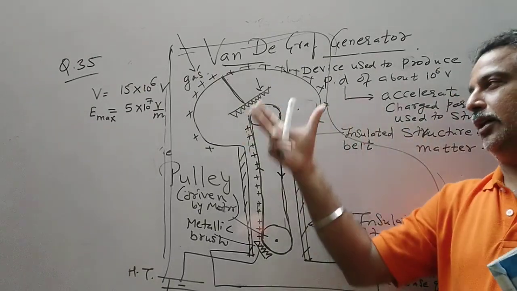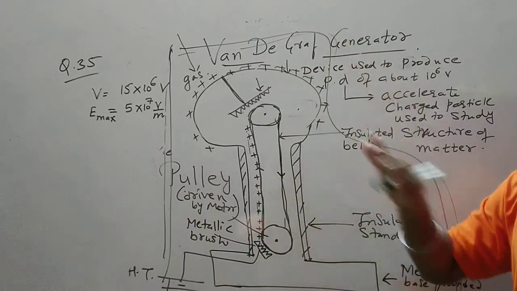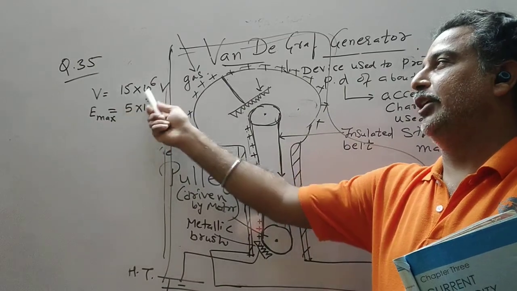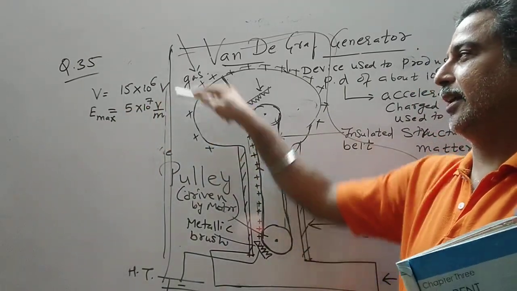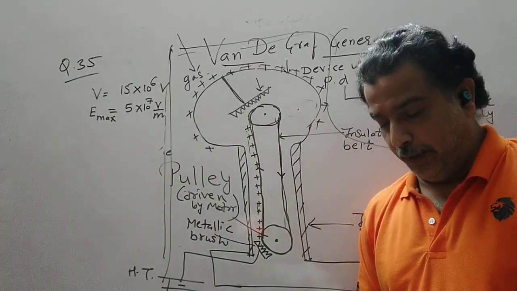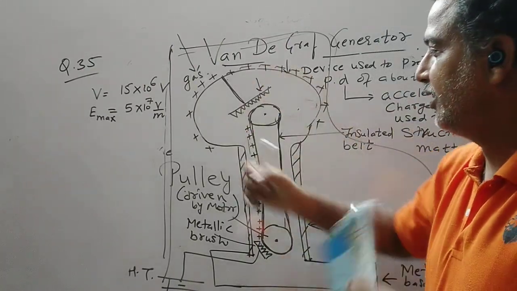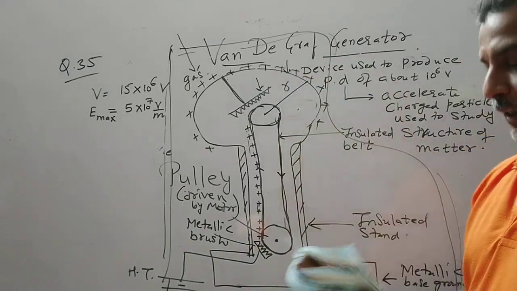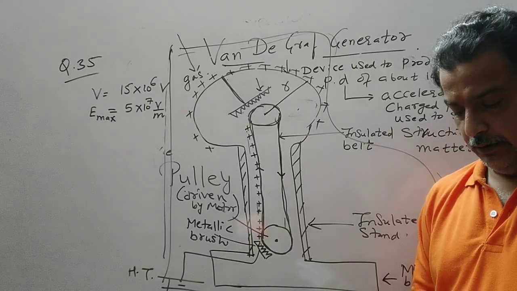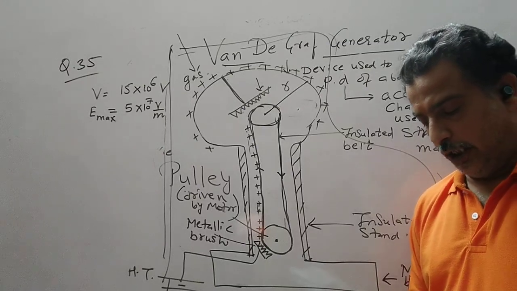We will see how this can be done. For the time being, you only concentrate on its construction. Working also we will see. So now this outer shell has a potential of 15 into 10 raised to 6 volt, and the gas surrounding this electrode has a dielectric strength of 5 into 10 raised to 7 volt per meter. What is the minimum radius of the spherical shell required? We assume that for safety purpose, what is the minimum radius required? And we will also learn from this exercise.